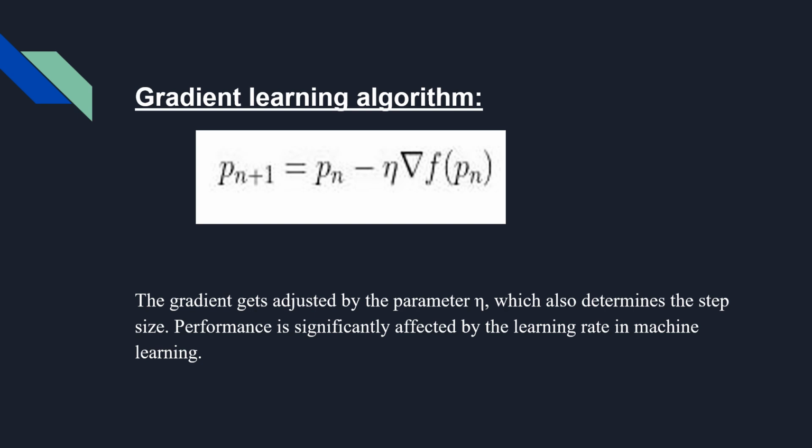Then the equation of the gradient learning algorithm: P of n plus 1 equals P n minus eta delta f of P n. The gradient gets adjusted by a parameter eta, which also determines the step size. Then the performance is significantly affected by the learning rate in machine learning.